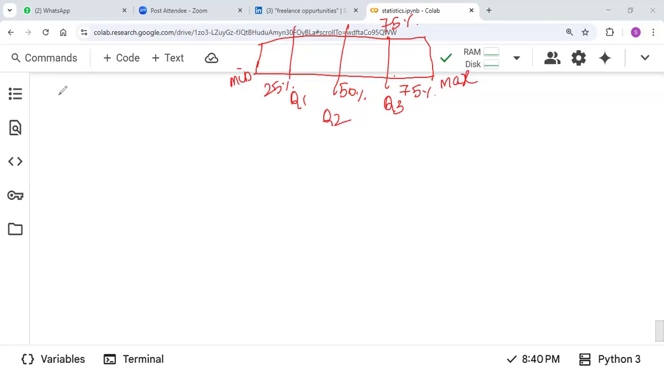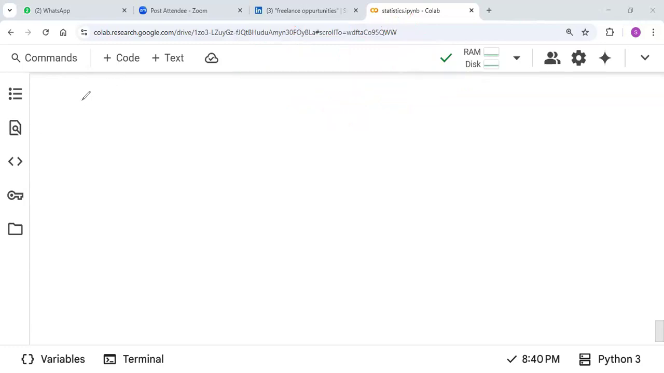So for example, if we take the data for representation, like 12, 14, 15, 17, 19, 22, 24, 37, right? So how many values? N value is going to be what? 1, 2, 3, 4, 5, 6, 7, 8, 9. So N is equal to 9, which means an odd number. Odd number means you can choose the middle value. So what is the middle value? The middle value is going to be 19.